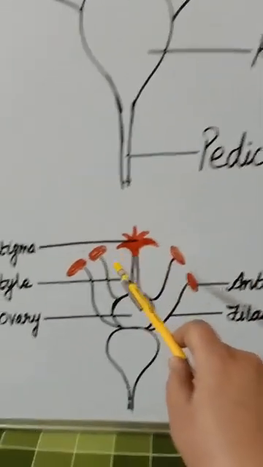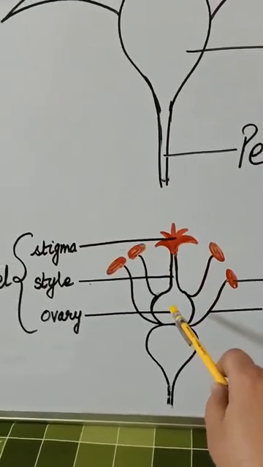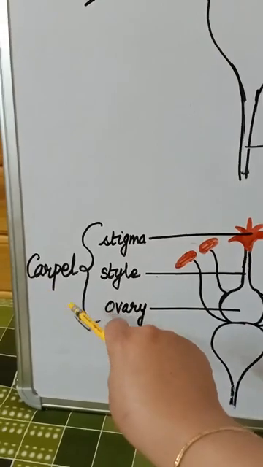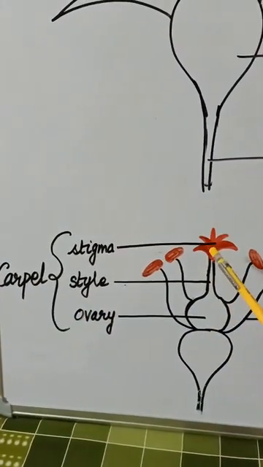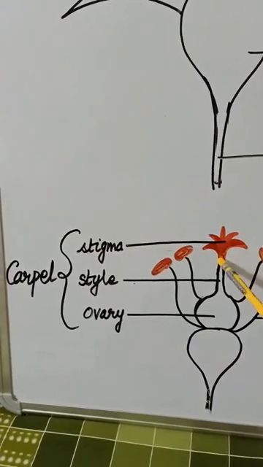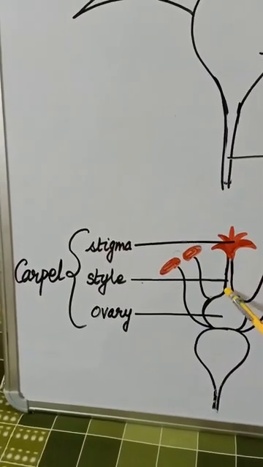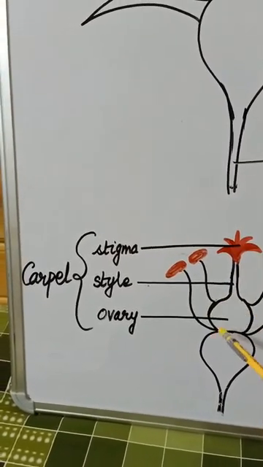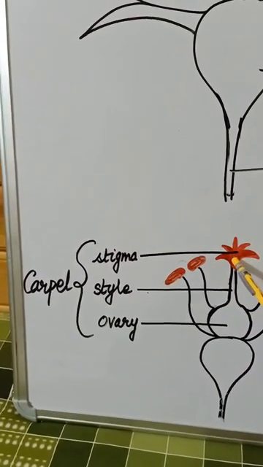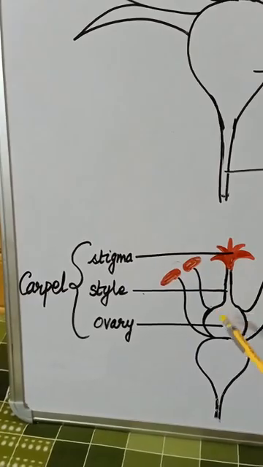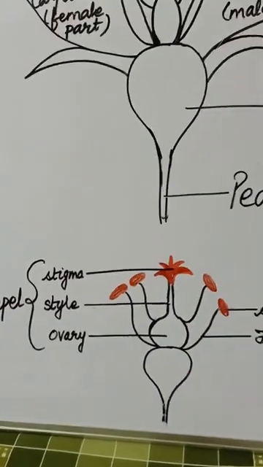Now coming to the middle part. This is carpel. Now carpel is divided into three parts. The first one is this red part, then the second part is the tube-like structure, and then the third part is this. And what are these? This is stigma, this is style, and this is ovary. Okay children.